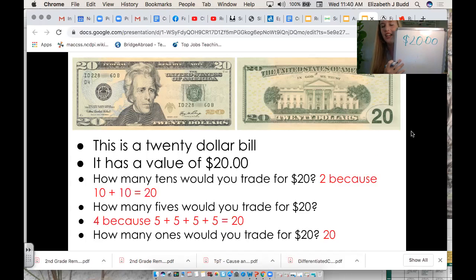Okay, and looking at the value of this, how many cents is equal to $20? The answer is 2,000 cents. So both of these are equal to each other.